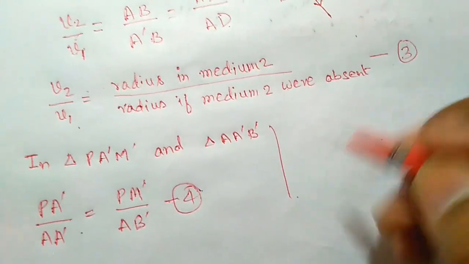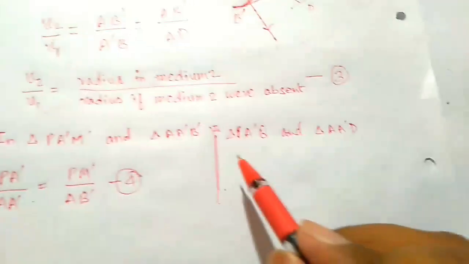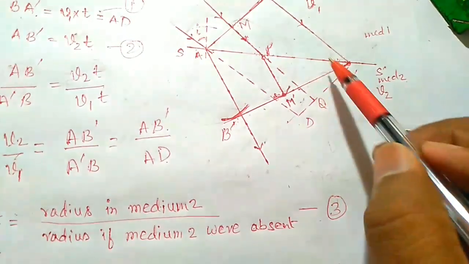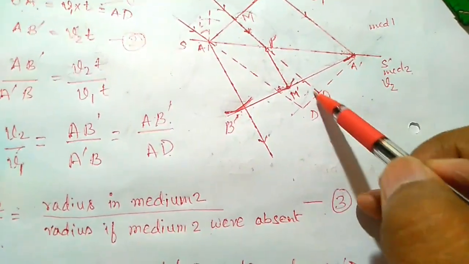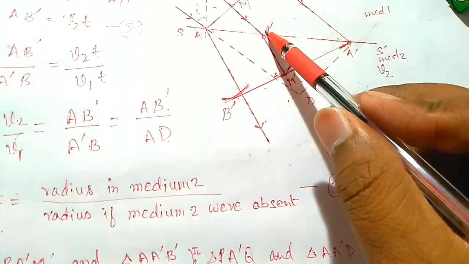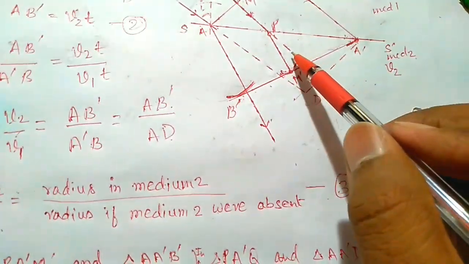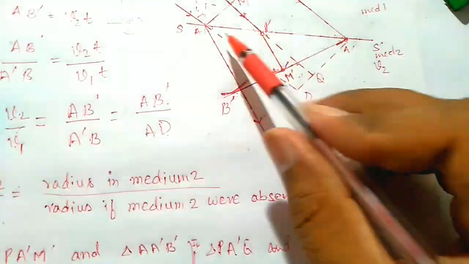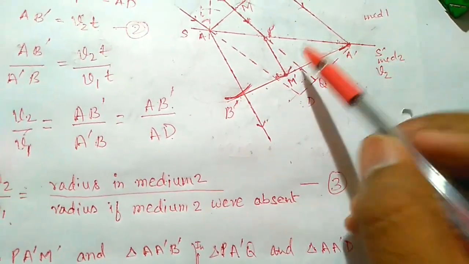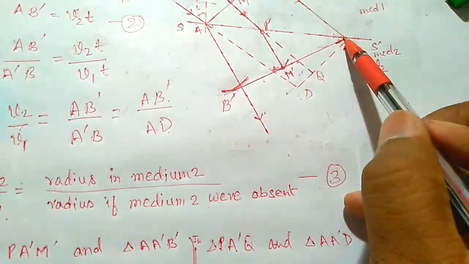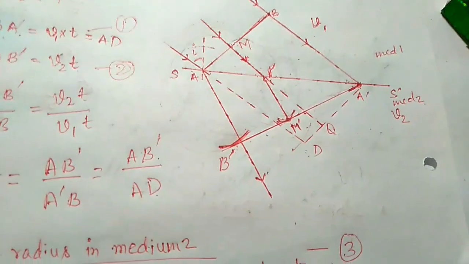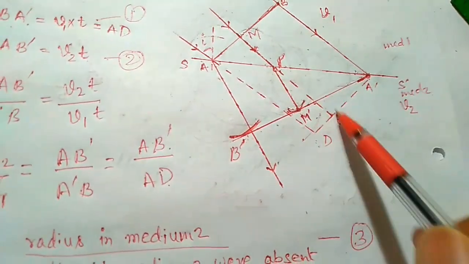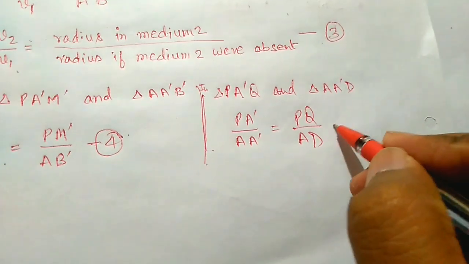Now again, another one, P A dash Q and A dash D. P A dash Q means we are considering that there is no medium, and A dash D, the dotted line, the smaller triangle and the bigger triangle, P A dash Q and A dash D. In the same way we will take P A dash upon A dash, because this side is common, and P Q upon A D, as we took in this one. Same way here also P Q upon A D. So making this equation 5.